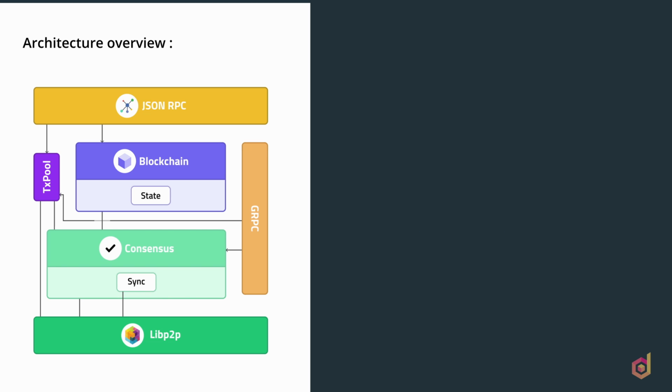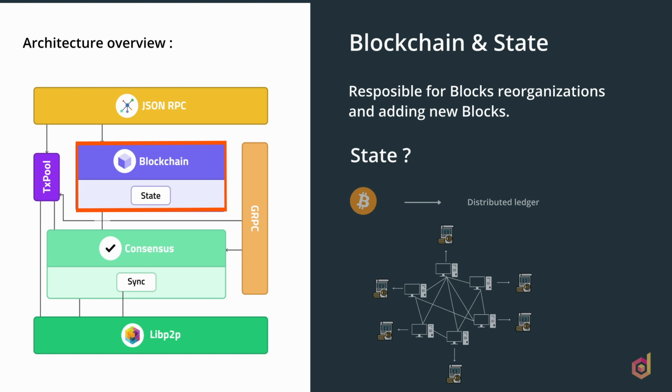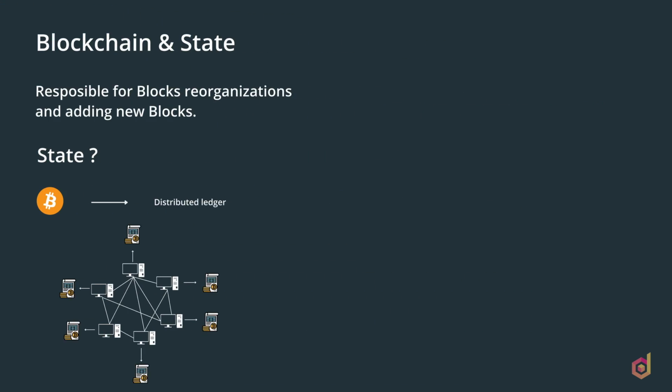One of the main modules of Polygon Edge is blockchain and state. Blockchain and state is a powerhouse that deals with block reorganizations. This means that it deals with the process of adding a new block to the blockchain. So if you are not familiar with what state is, then let's discuss it briefly. You know that Bitcoin uses a distributed ledger in order to record the activity happening on the blockchain. These activities must follow certain rules such that no one can modify the ledger, or a single Bitcoin address cannot spend more Bitcoin than it has previously received, etc.